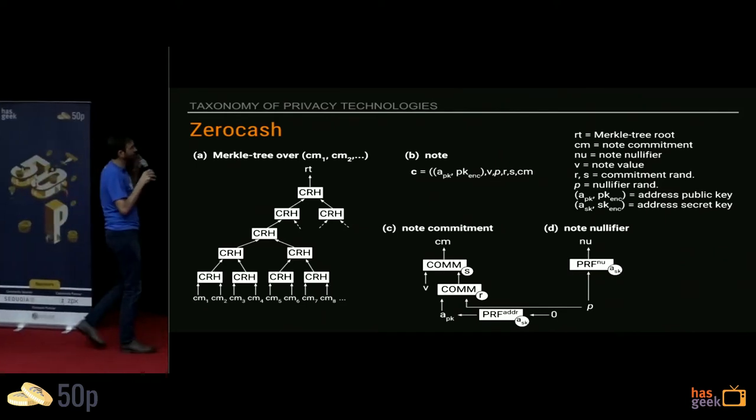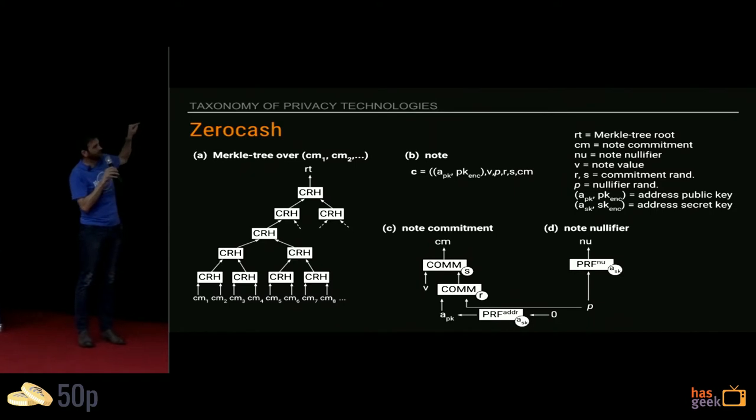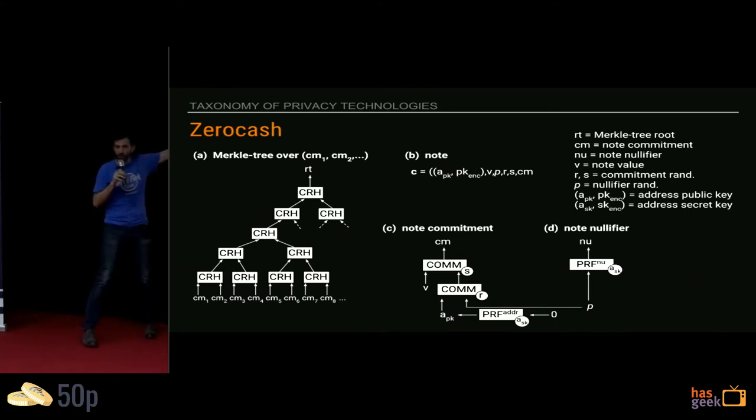So in Zcash, we use that, and this is the program we use. And what this program says is like this. This is a Merkle tree. You all know about Merkle trees?